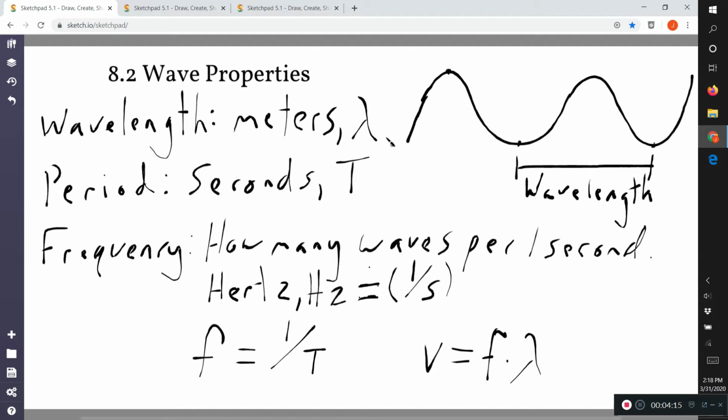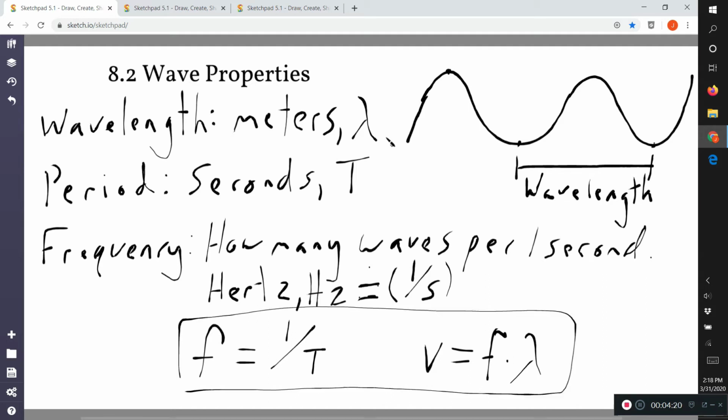Now that we have those bases and these basic formulas, which you're going to want to know, especially this guy right here, we're going to use him a lot today. We're going to do some examples.